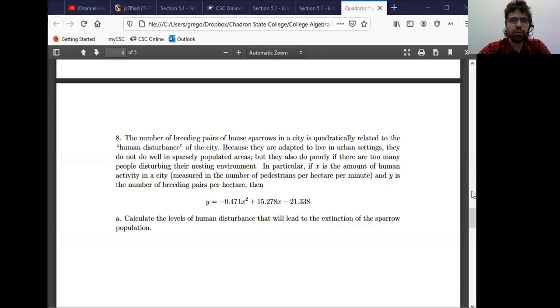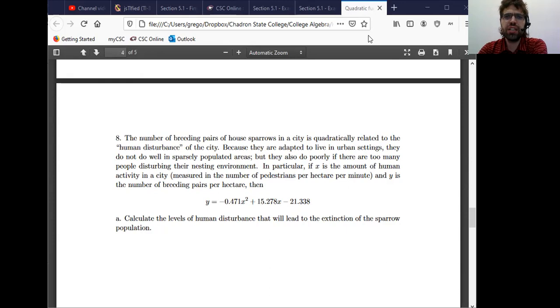Let's do an example with the vertex formula. In particular, we'll take an example straight from the homework. The number of breeding pairs of house sparrows in a city is quadratically related to the Schumann disturbance. Schumann disturbance is calculated by taking some part of the city and counting how many pedestrians pass through it in a minute.